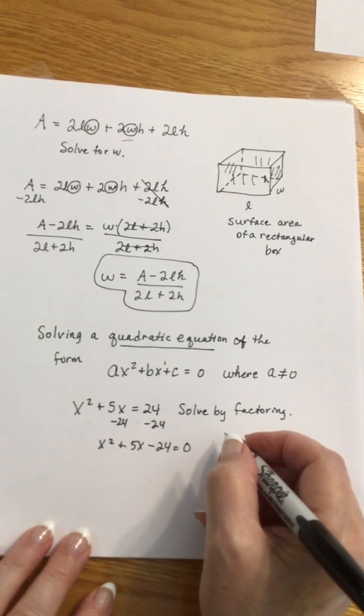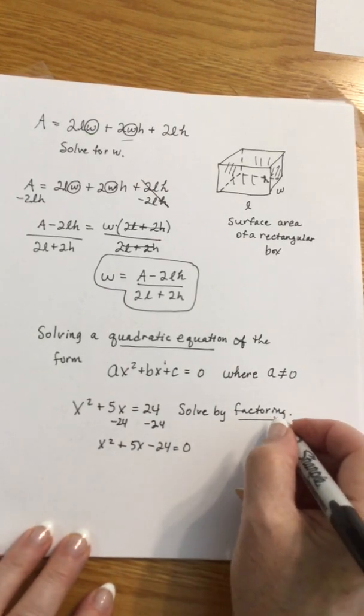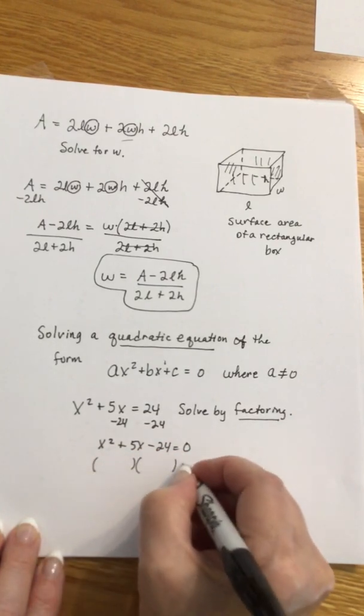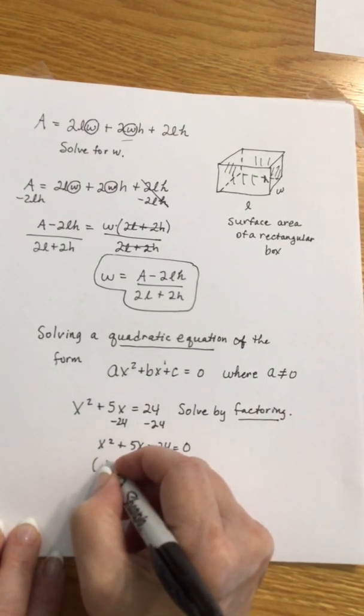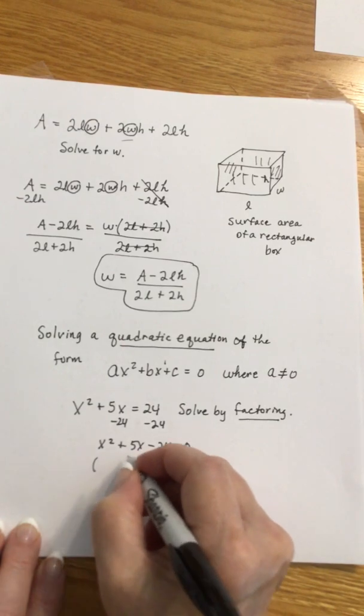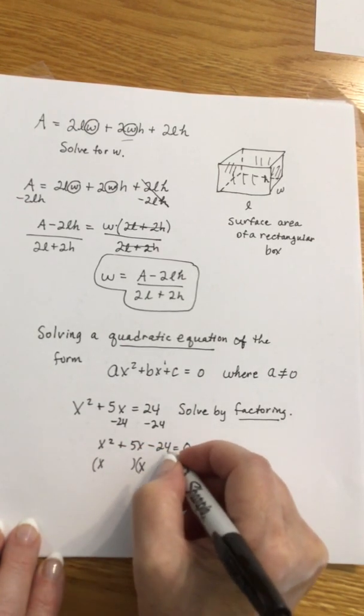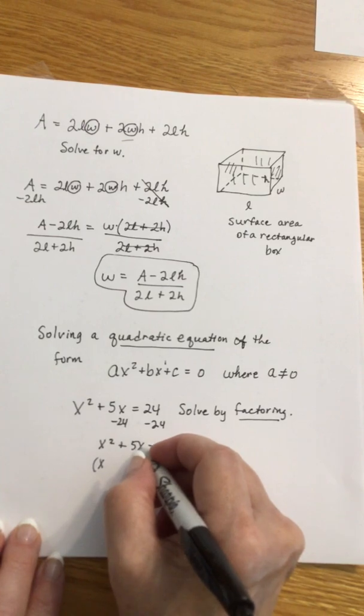So now we're going to factor. Solving by factoring means that I'm going to take this and put it into two sets of parentheses. So it's like FOIL in reverse. First ones times each other has to be our first term. So that means x and x. The 24, we're looking for factors of 24, things that multiply to be 24 but subtract to be 5.